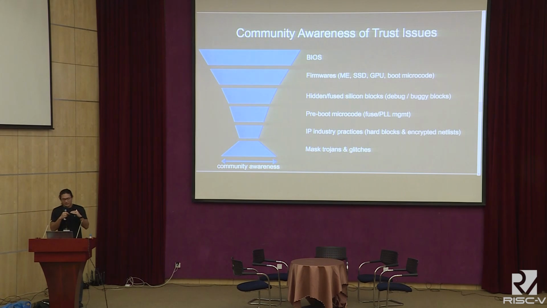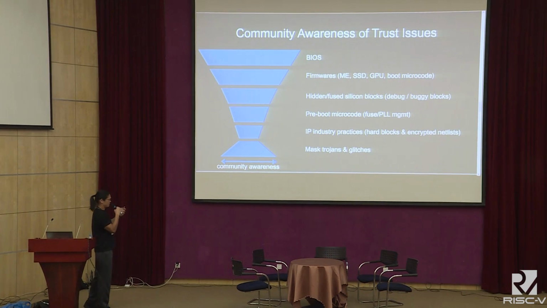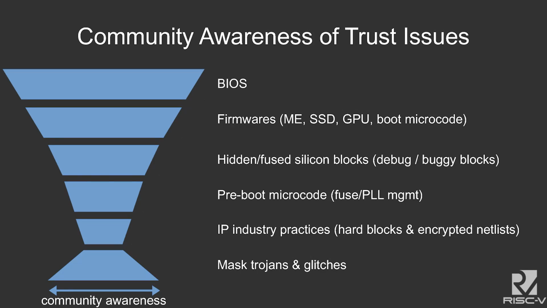What further aggravates this issue is that this here is a graph that shows the awareness that people have of the trust issues they're going to be facing. The width of this bar is roughly proportional to their awareness, as a rough indicator. At the BIOS level, a lot of people are aware that BIOSes are a problem, they should be open. And then there's a large but only slightly smaller set of people who are aware that there are firmwares in their SSD or their GPU or their boot microcard.